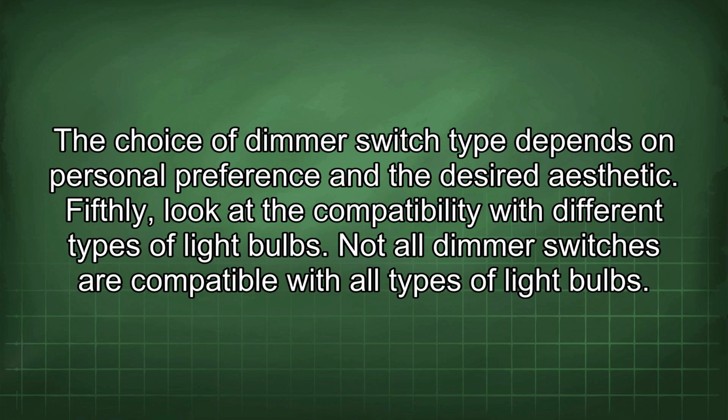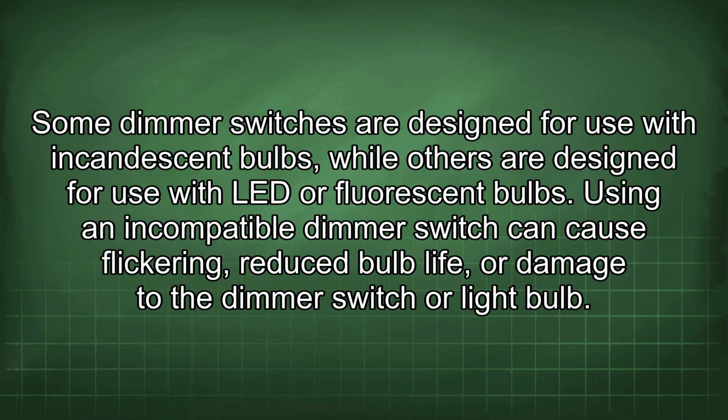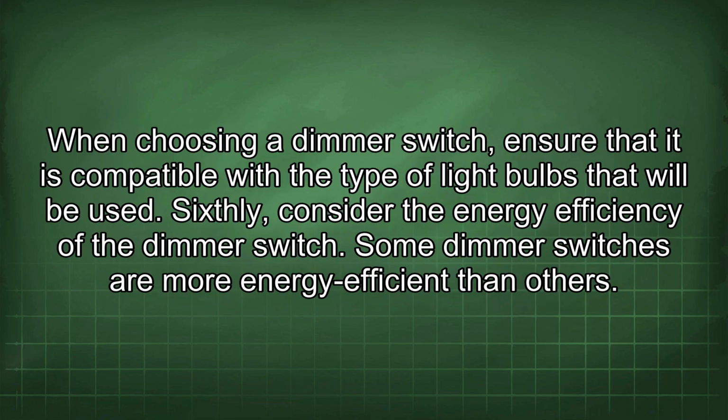Fifthly, look at the compatibility with different types of light bulbs. Not all dimmer switches are compatible with all types of light bulbs. Some dimmer switches are designed for use with incandescent bulbs, while others are designed for use with LED or fluorescent bulbs. Using an incompatible dimmer switch can cause flickering, reduce bulb life, or damage to the dimmer switch or light bulb. When choosing a dimmer switch, ensure that it is compatible with the type of light bulbs that will be used.